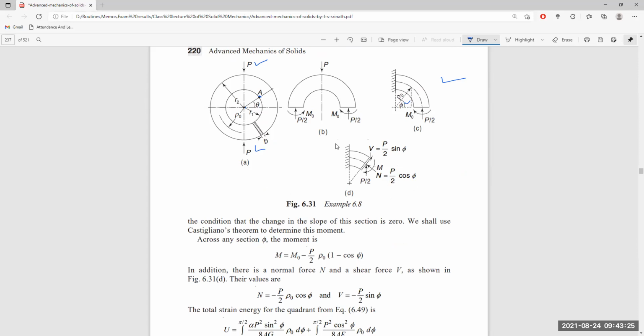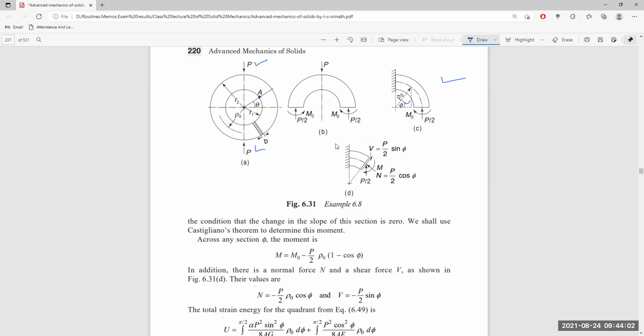will be given by M0, which is already there in the section itself, minus P by 2, which is acting through this point at this distance. So what is the distance of this point? That is rho 0, meaning this hypotenuse is equal to rho 0, the radius of curvature of the centroidal axis itself.